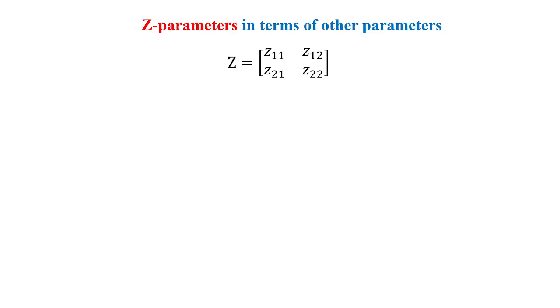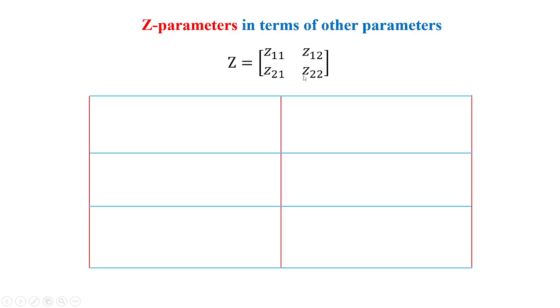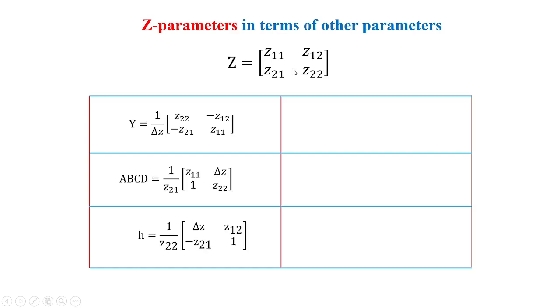Now another important factor is the conversion of other parameters in terms of Z parameters, or Z parameters in terms of other parameters. For that I have framed these formulas, you can see over here. I have Y parameters, ABCD parameters and H parameters, once I am done with Z parameters. So these are the formulas. This derivation we have already seen in our past class. You can look into classes 6, 7, 8 for these derivations and for these concepts.